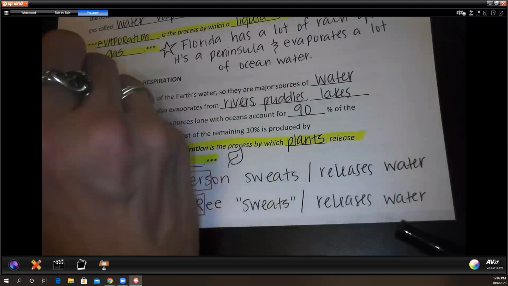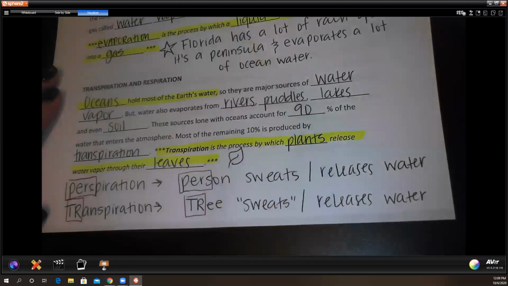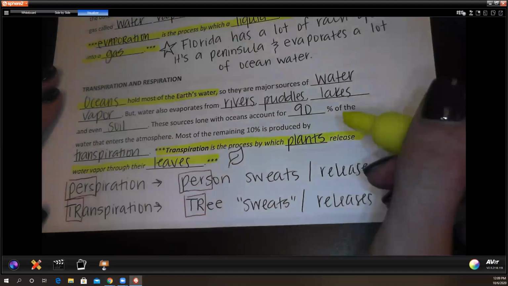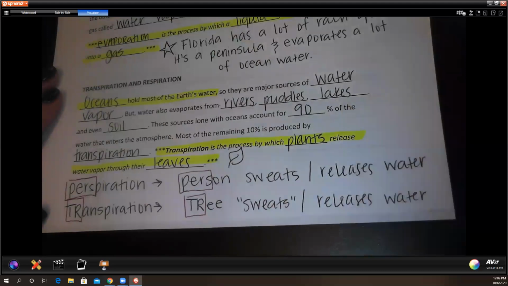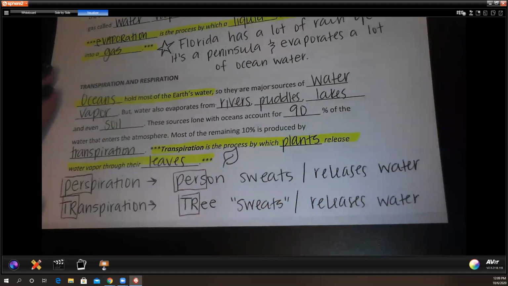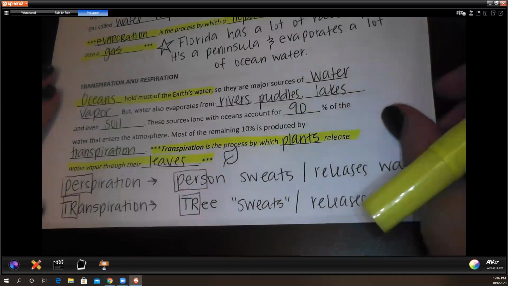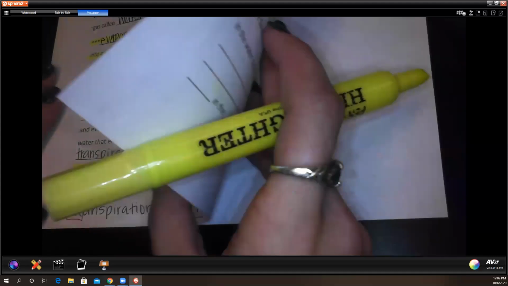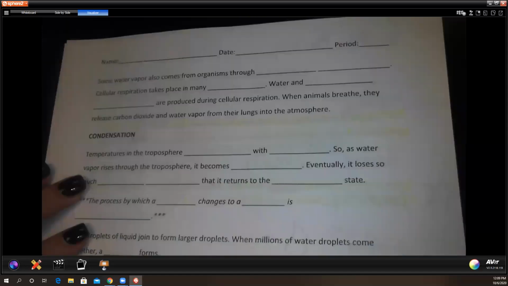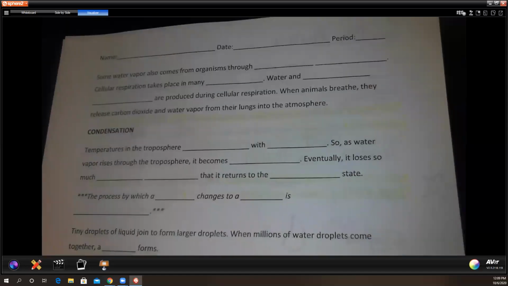I also want you to know that oceans hold most of the Earth's water. Yes, love. All right. So like that, how are lakes made? Some lakes are man-made, and then some other lakes are just made by erosion. Erosion's when it moves. Correct.